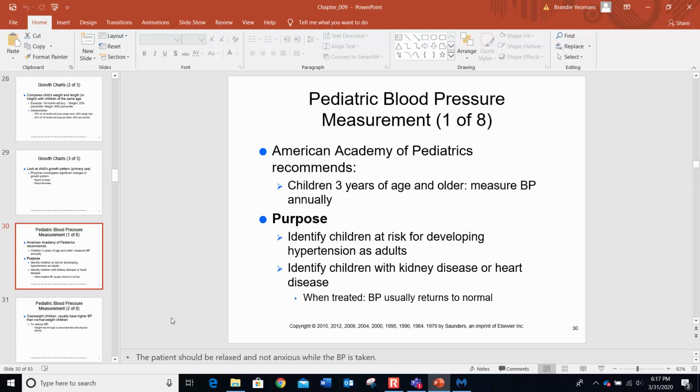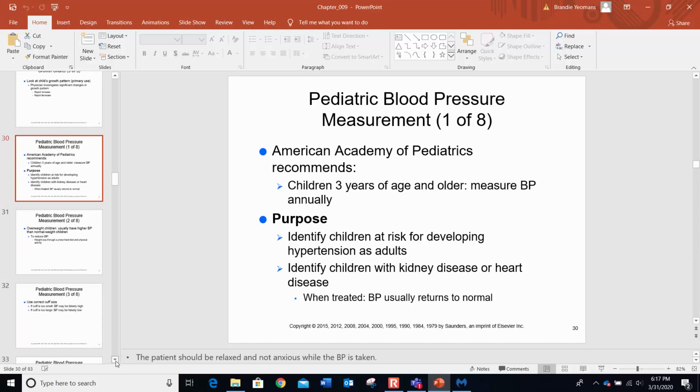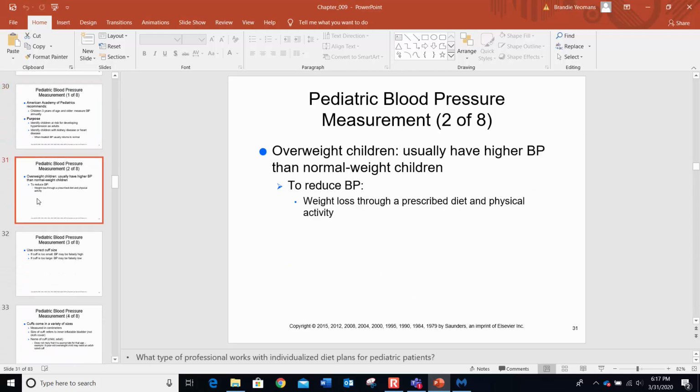Yes, believe it or not, children can have hypertension. Children have to take antihypertensive medications. Crazy as it seems, but it does happen. We're going to identify those children. We're also going to identify children with kidney disease or heart disease, and that's what we want to get ahead of, because the younger they are, we can get ahead of that silent killer and help keep them well. We're also looking at overweight children. Most of those overweight children have a higher blood pressure than our normal weight children.